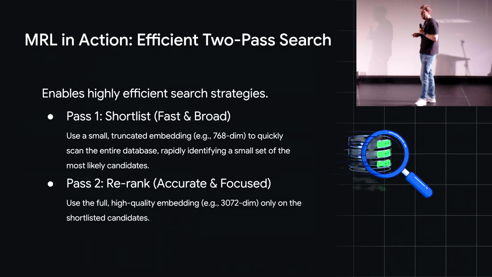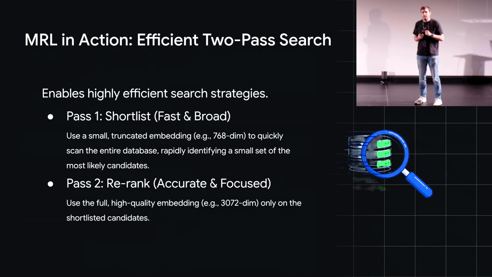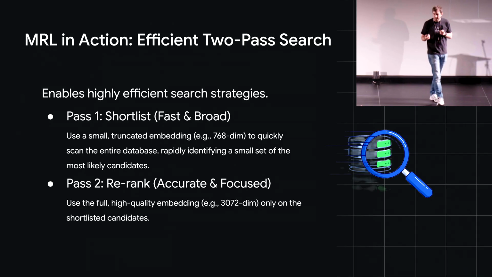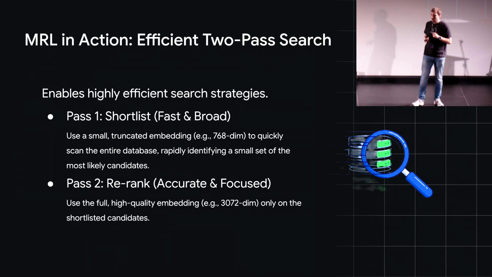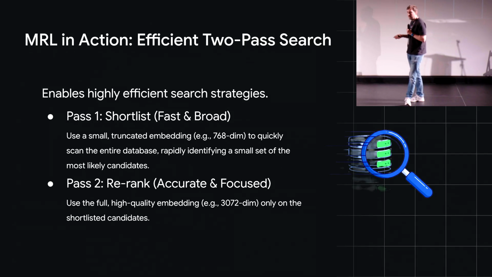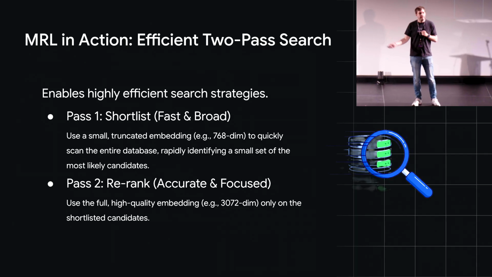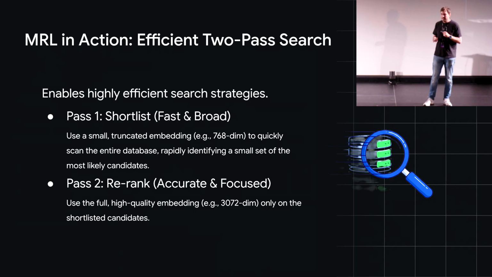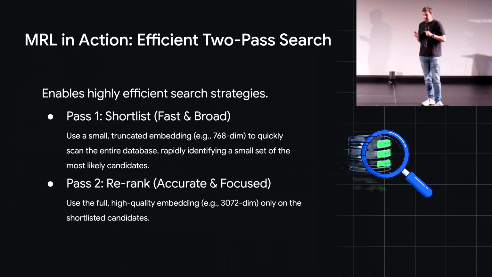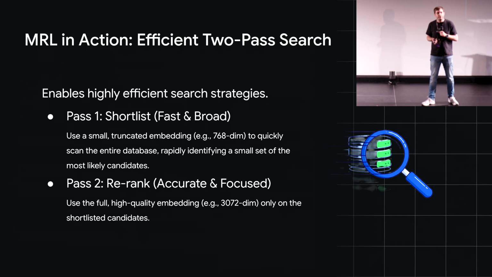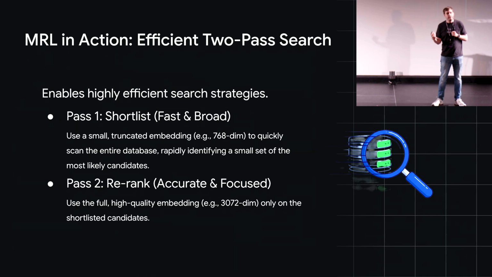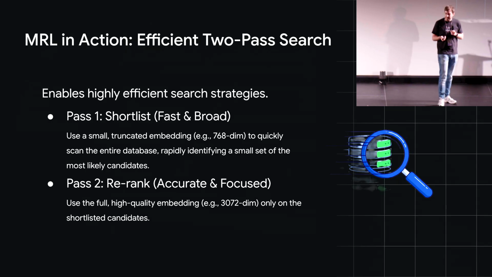This is MRL in action, so this is actually very widely used in practice now with this 2-pass search approach, where you do a first pass over the entire database with a lower dimensional embedding size and create a short list of your candidates. And then you do a second pass, the re-ranking, where you then take the full embedding size and do this only on the shortlisted candidates.